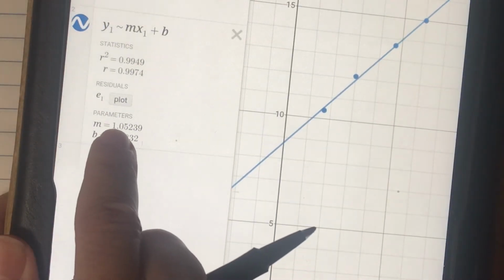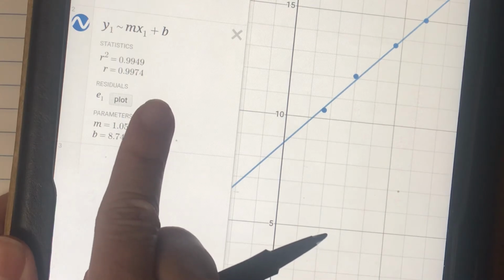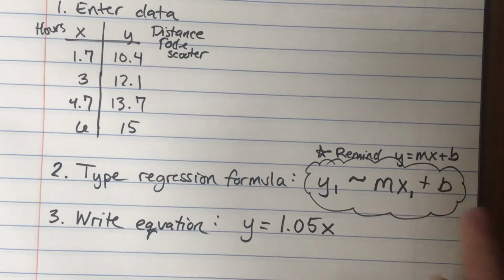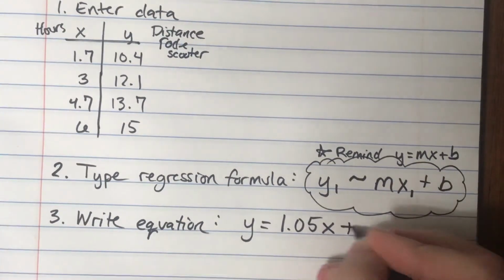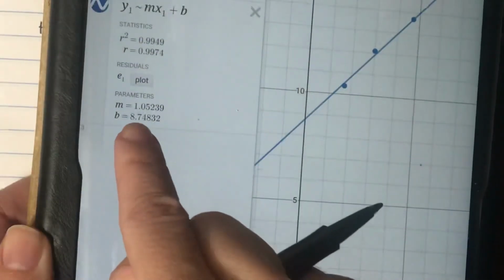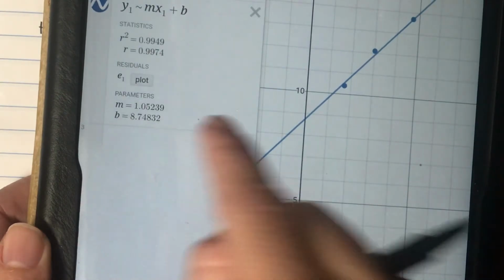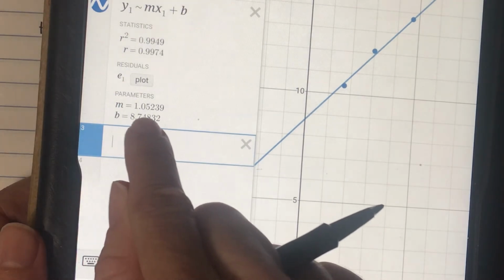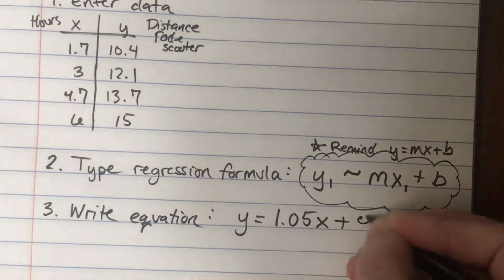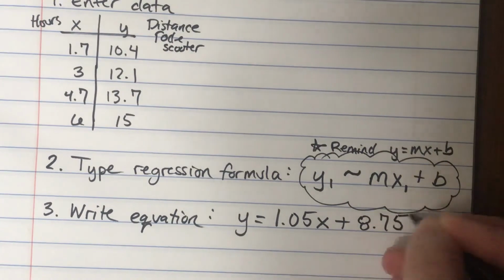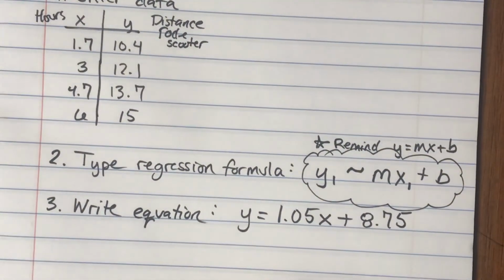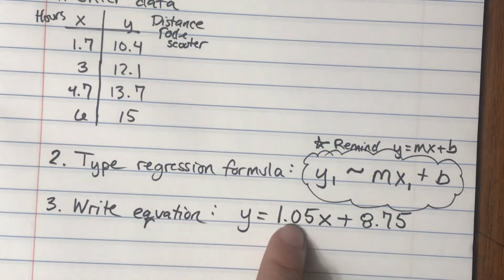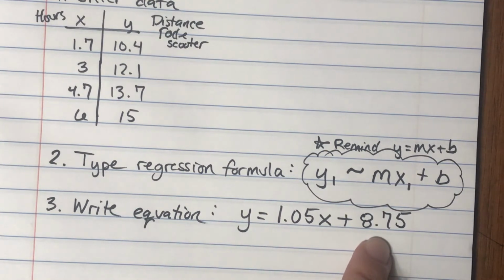My m value is 1.05. I'm just going to round it to 2 decimal places. So 1.05 is my m, and then of course x, and then it's going to be plus or minus depending on the sign of the b value. The b value here is 8.7, and that 8 rounds the 4 up to a 5, so really 8.75. And that is my equation of my line of best fit. This is the equation for the line. This is my slope value, and this is my intercept value that they give me.